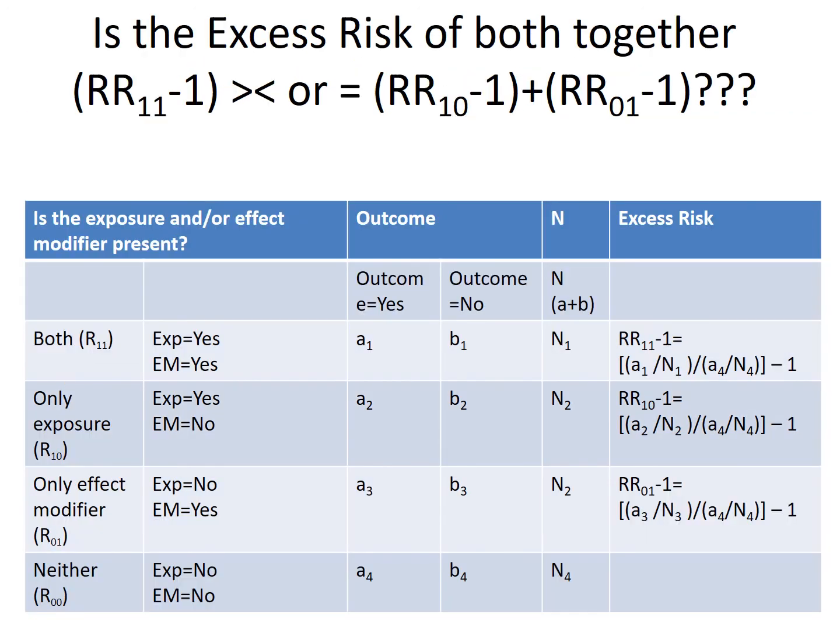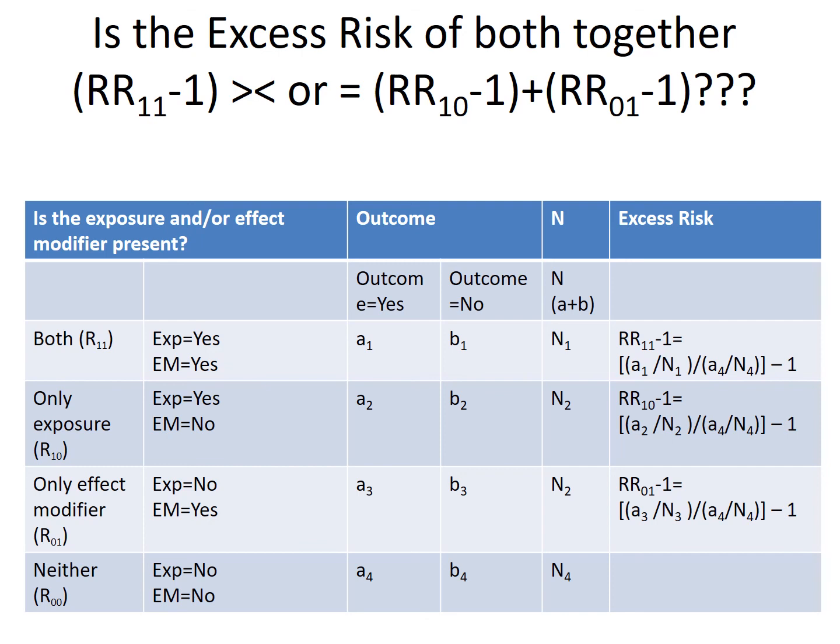excess risk. Okay, so imagine you filled this table in, and if you're still not quite sure how to do that, part 2 will go through how you take your stratified 2x2 tables and fill in the numbers here to get the formulas all laid out. But ultimately, once you have the information, you can fill in the formula and answer the question, is the excess risk of both together, the risk ratio 1,1 minus 1, is that greater than, less than, or equal to adding the excess risk of just the exposure and the effect modifier?